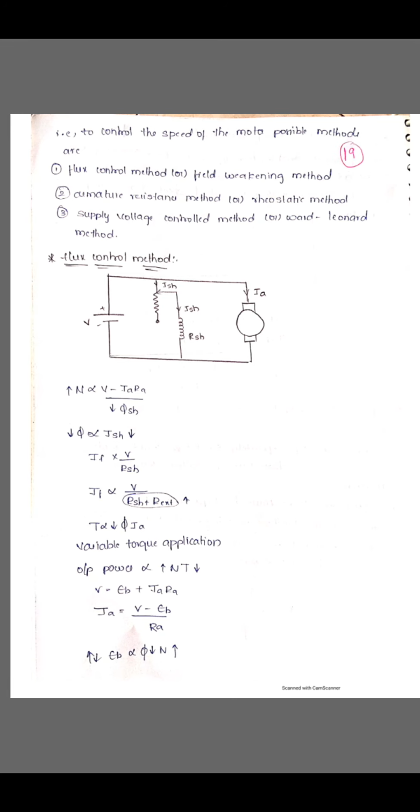Now, if resistance is zero, at that time only the field resistance is in operation. So N is proportional to V minus IA RA. Now, if I increase the resistance, what happens? ISH, the field current, decreases. Why? Because ISH is equal to V by RSH. Supply voltage will remain constant. So resistance increase means ISH or IF decreases.